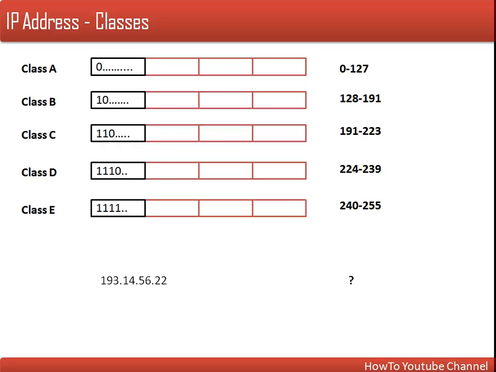Now let's have a look at another example. We are having 193.14.56.22. So here 193. One way is that you can convert this 193 into binary, and then you can check starting bits, or you can use these ranges as well. So our 193 lies somewhere here between 191 and 223. So this address belongs to class C.